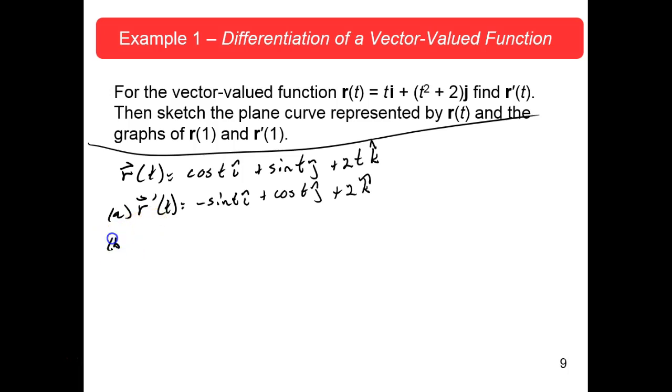Okay, so we found the first one. The B part says, find R double prime of t. How do you reckon you do that? Negative cosine t. Yep, negative. You just take a derivative of R prime. Negative cosine t i minus sine t j plus 0k. Yeah, because the derivative of a constant is 0.